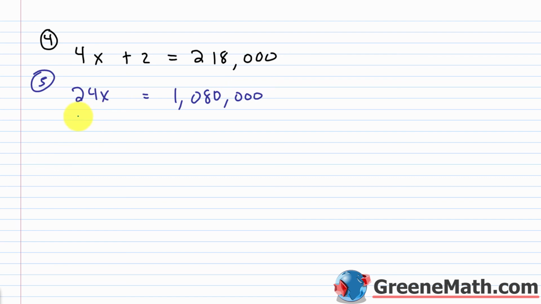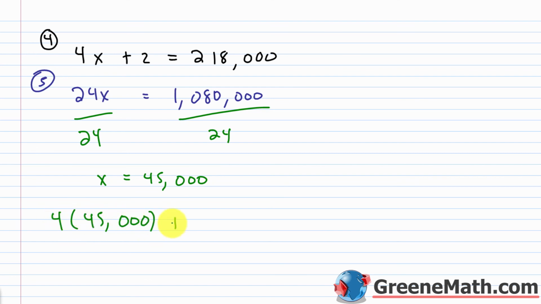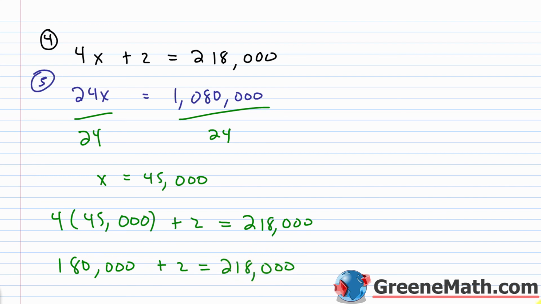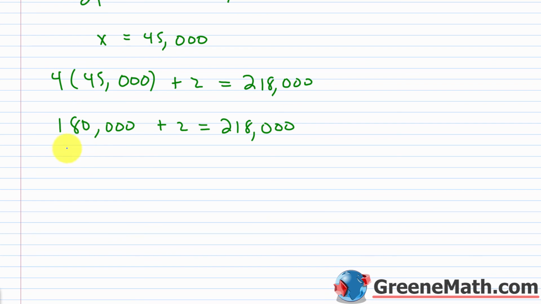So it's pretty easy. We're just going to solve this equation 5 for x. So we would get x is equal to 45,000. Now we're going to plug 45,000 in for x in equation 4. So I would have 4 times 45,000 plus z is equal to 218,000. 4 times 45,000 is 180,000. Plus z equals 218,000. Scroll down and get a little room going. Let's go ahead and subtract 180,000 from each side of the equation. That'll cancel. We'll have z is equal to 38,000.